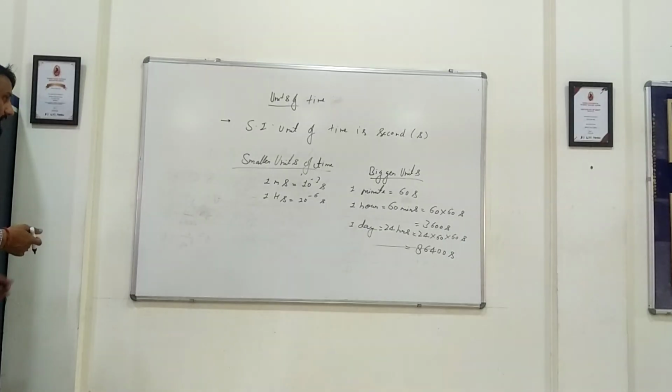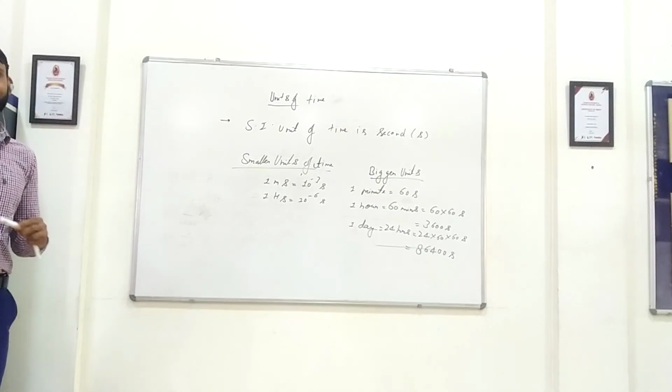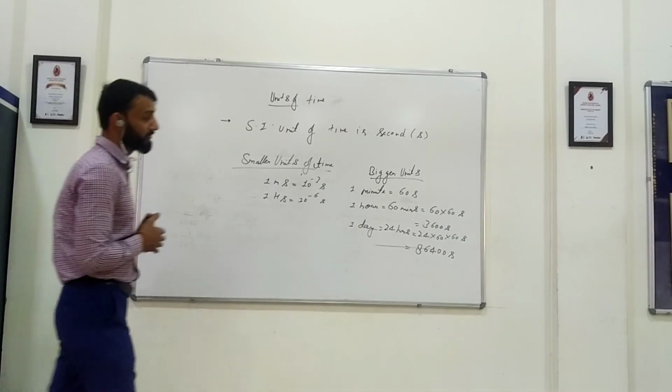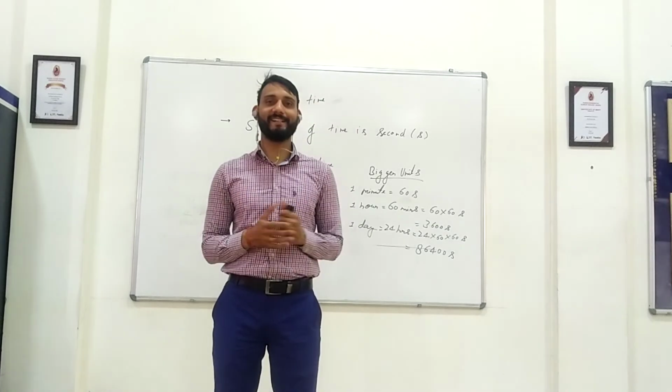Then a bigger unit, as compared to day, is month, then year, and so on. Like century we have, millennium we have, and these things, right? So that was about the units of mass, length, and time. Thank you.